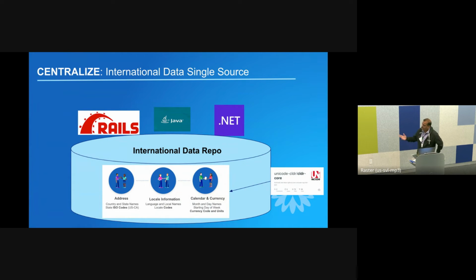The next one is the I18n data part which we were talking about. We have address, locale information, calendar, currency information, everything centralized in one location in one library. And we have created libraries on top of this data. So Rails has a gem file, Java and .NET have their own packaging. Once these are ready, they can be consumed directly by the teams. So it supports different stacks, and even though they are using different packaging, the underlying data is the same. So we get a consistent user experience across our product.